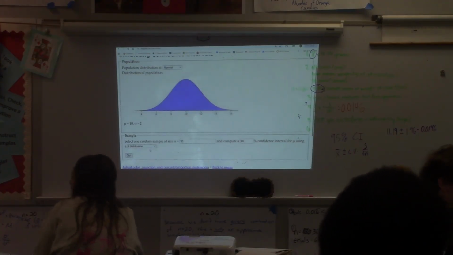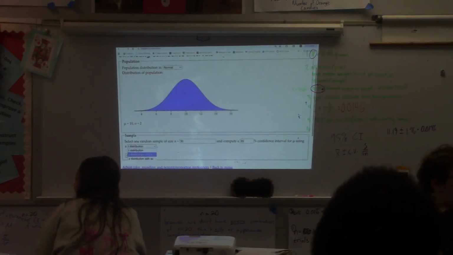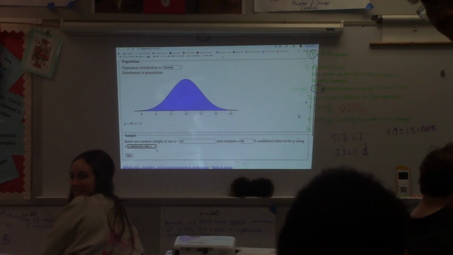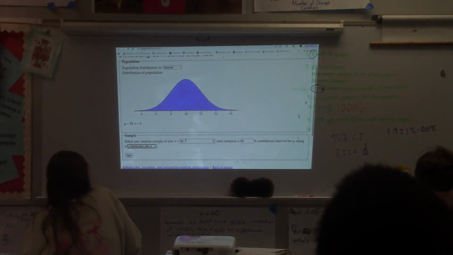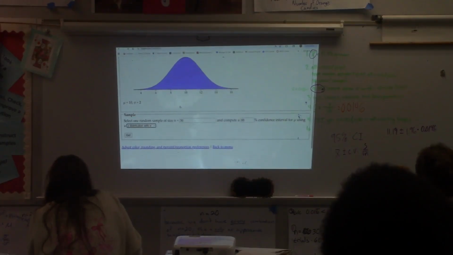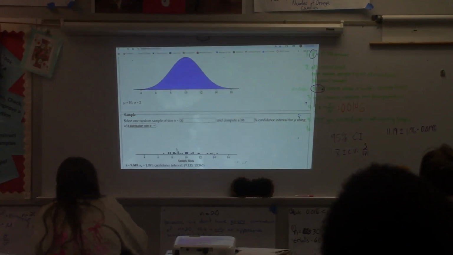Okay. So here we go. So we're going to do a z distribution with sigma, okay? Our sample size is 30. The population is normal. And 95% confidence interval.